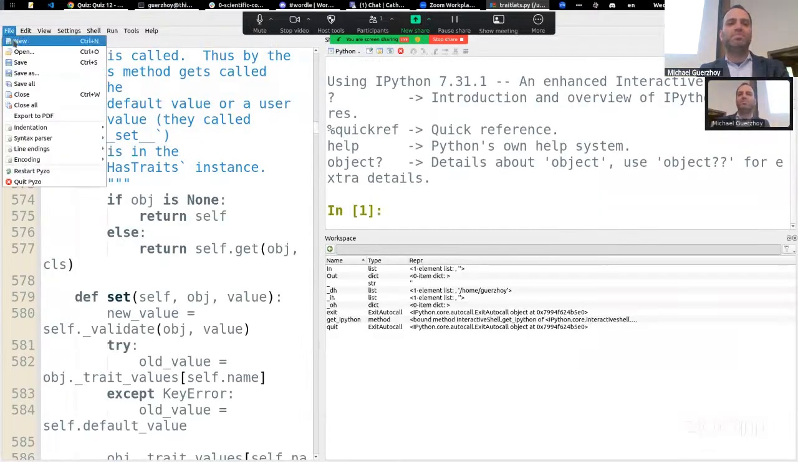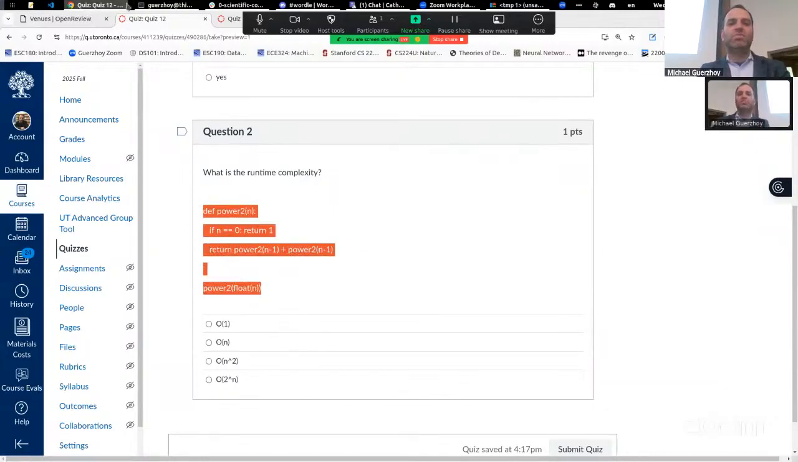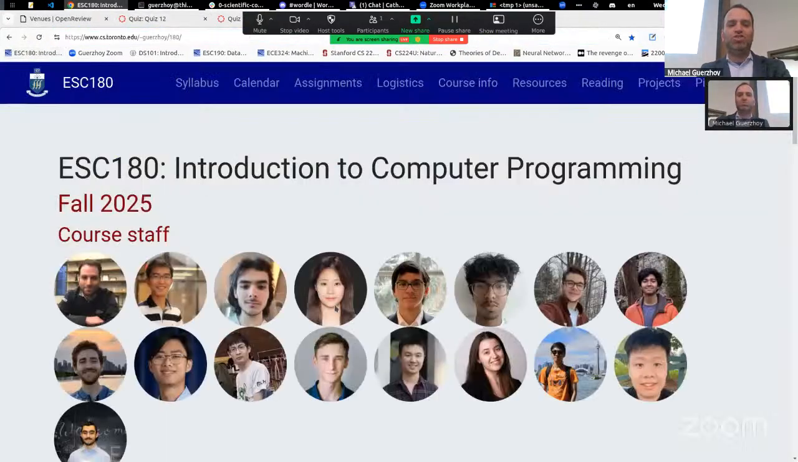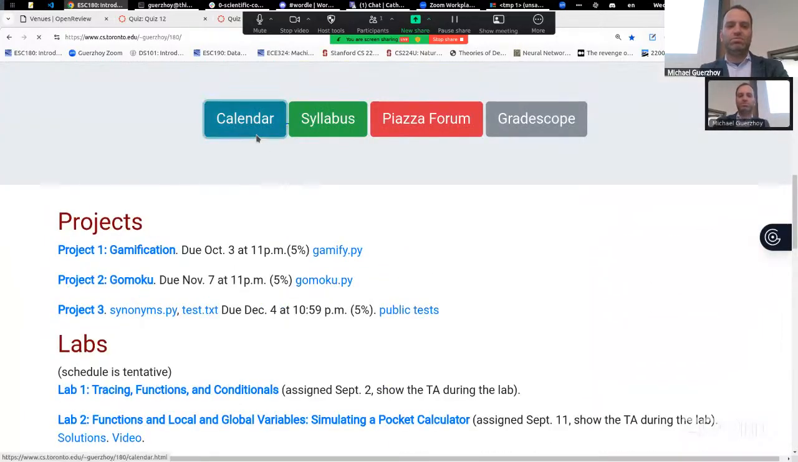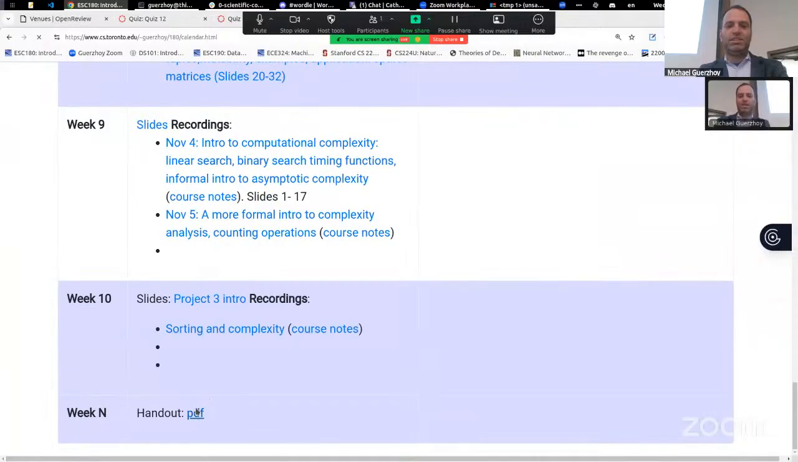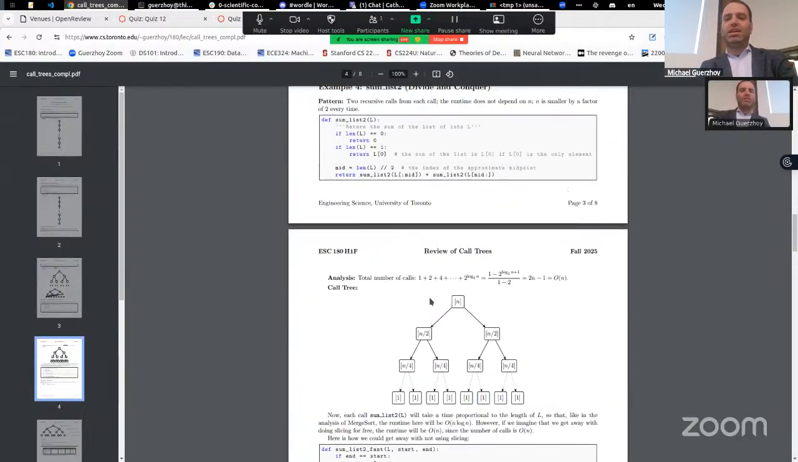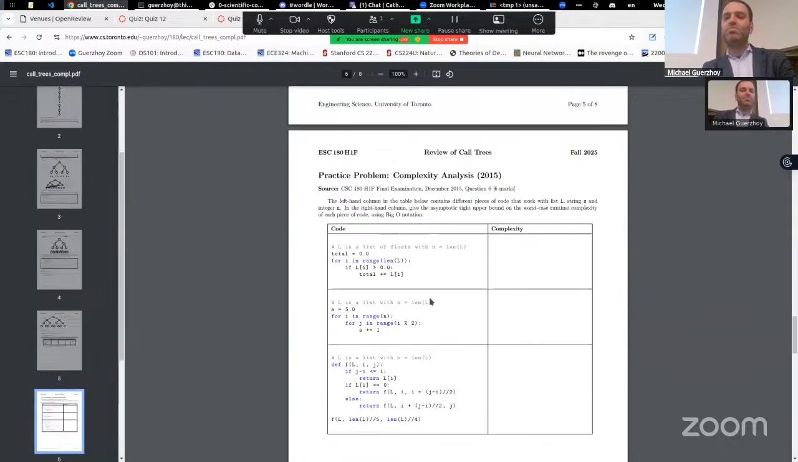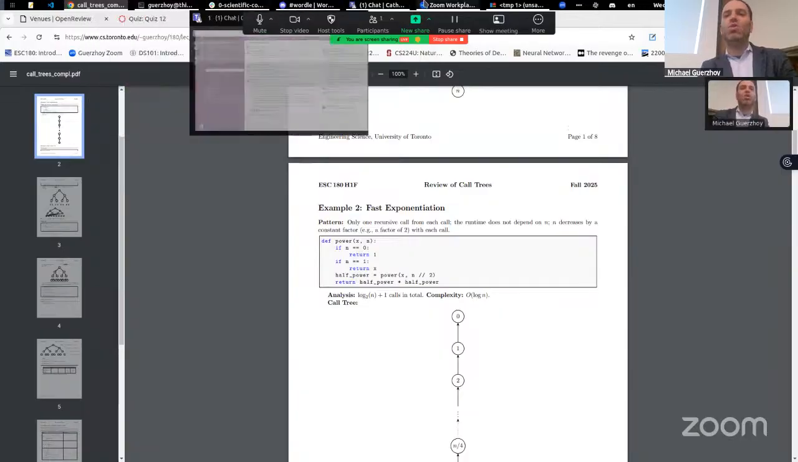So we are over here. Again, what do you do? You go to the shapes of the call trees that you have. We made a nice handout. And you ask what kind of call tree it is. So what kind of call tree is O of 2 to the n?